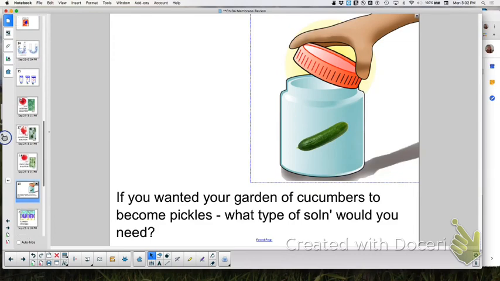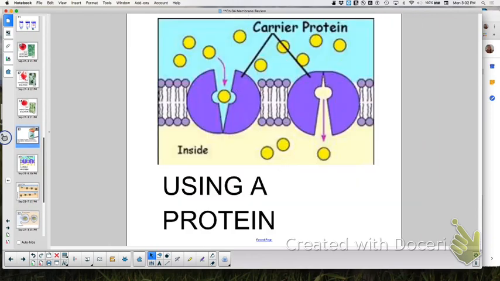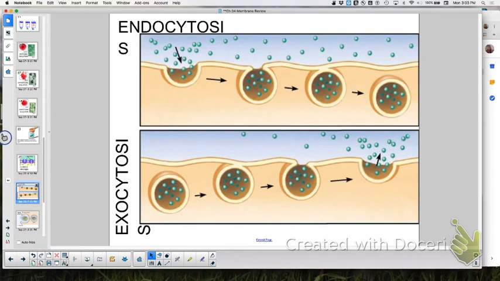All right. Then next, using a protein. When I use a protein, it could be both active and passive. Passive, I'm going with the gradient. Active, I'm going against. Good job. And then we talked about endocytosis and exocytosis. Endocytosis means coming in. Exocytosis means going out. And there are 3 types of in. Don't say them out loud. See if you can just think them in your head, the 3 types of endocytosis.